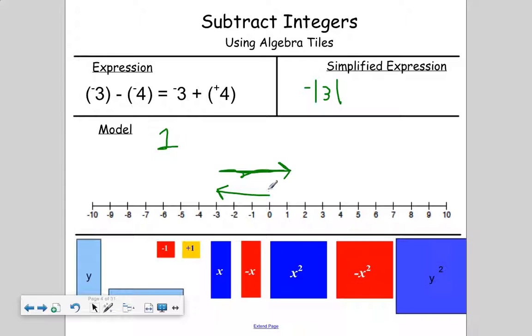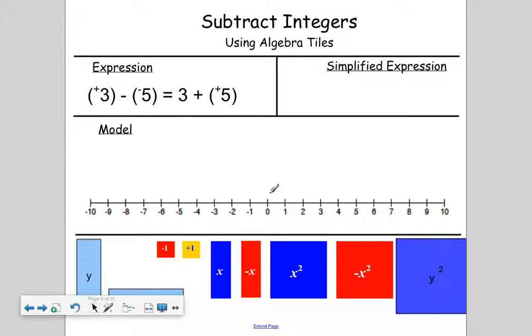Again, I start at 0. I go 3 units to the left. Opposite of negative 4. What's the opposite of negative 4? Because I need to subtract, the opposite of negative 4 is positive 4. So let's see. Start at 0. I go 3 units to the right. Minus negative 5. I need to take away negative 5. What's the opposite of negative 5? 5. So I must go 5 units to the right. And I stop at 8.